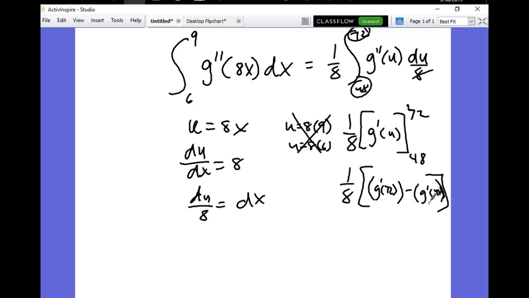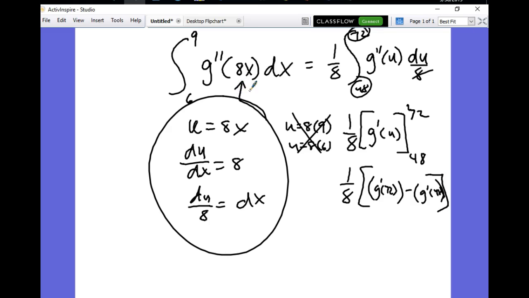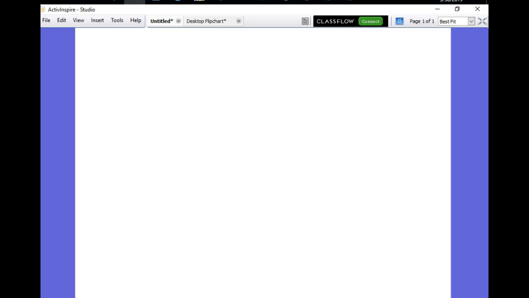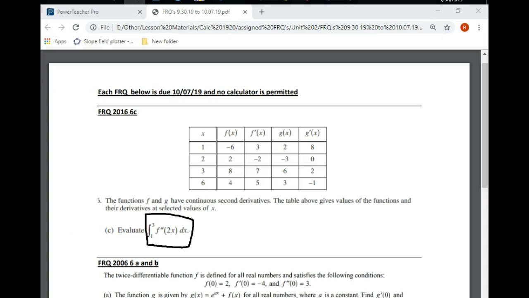So your two big ahas here are, first, that you need to do your u substitution, and that's your u. Don't forget to change your limits. The other big aha is that the integral of a double prime is a single prime. Okay? So that's your helpful hint for the first FRQ that's been assigned to you guys. Let's go ahead and jump down to the next one.